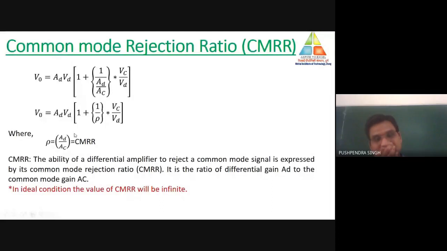So what is CMRR? CMRR is nothing but the ratio of differential mode gain to the common mode gain of the circuit, where differential mode gain is what we have already calculated in the r parameter calculation, RC divided by RE dash.